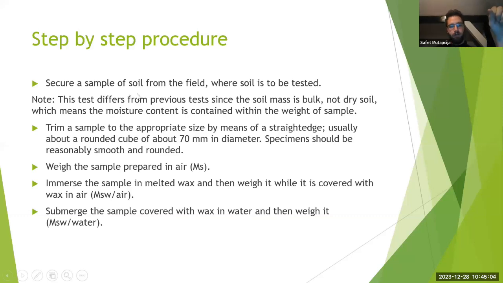Trim a sample to the appropriate size by means of the straight edge, usually a rounded cube, about 70 millimeters in diameter. The specimen should be reasonably smooth and rounded, and you're going to weigh the prepared sample in the air, immerse the sample in the melted wax, and then weigh it again while it's covered with the wax in the air. Submerge the sample covered with the wax in the water, and then weigh it in the water.